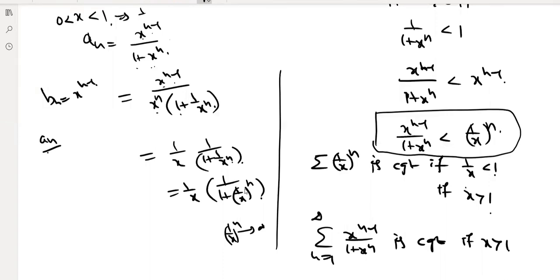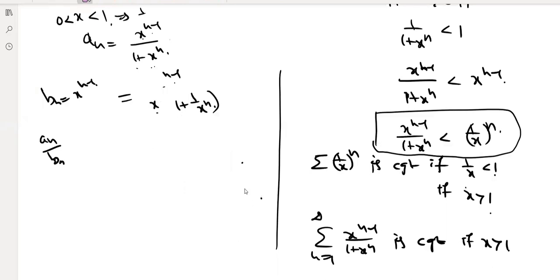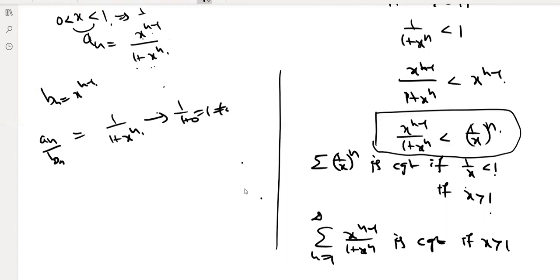So therefore what you get, an by bn is exactly what? An by bn is equals to, so what you get? An by bn is equals to 1 by 1 plus x power n. Right? x power n minus 1, x power n minus 1 cancel. Therefore, as n tends to infinity, x lies between 0 to 1, this is 1 by 1 plus 0, because as n tends to infinity, x power n tends to 0, is exactly 1. Your limit is non-zero limit. Therefore, this series and this corresponding series will have the same nature. Therefore, this series is nothing but x power n minus 1, n equals to 1 to infinity.